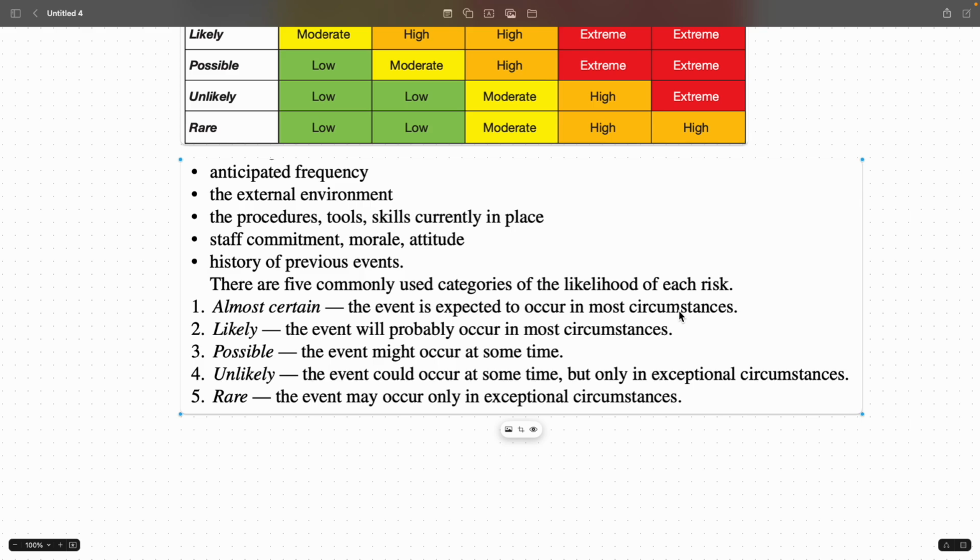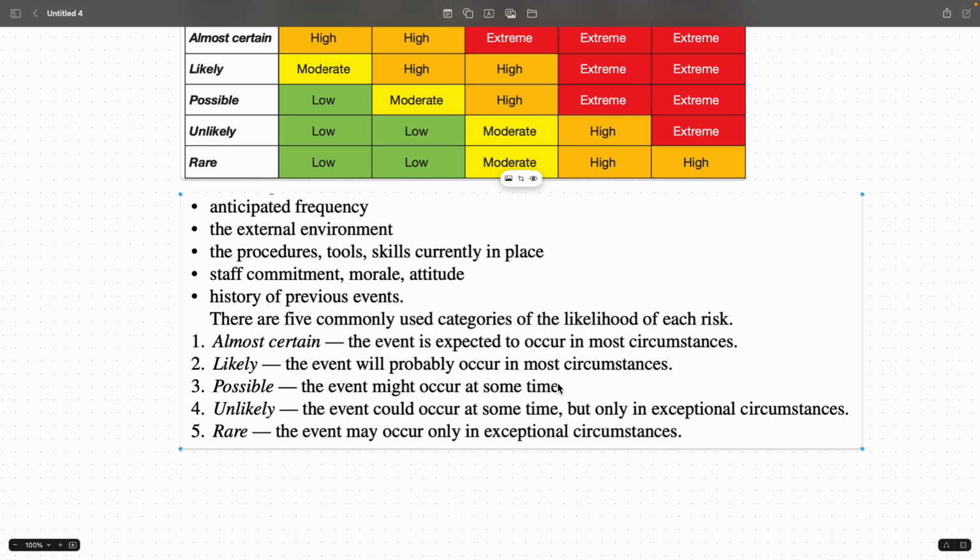Almost certain, expected to occur in most circumstances. Likely, will probably occur in most circumstances. Possible, event might occur at some point. Unlikely, event could occur at some time, but only in exceptional circumstances. Rare, event may occur only in exceptional circumstances. Okay.